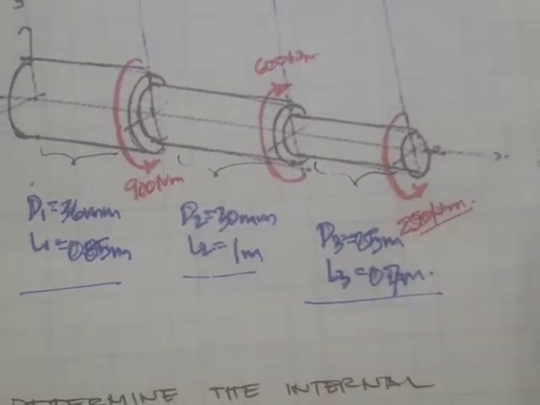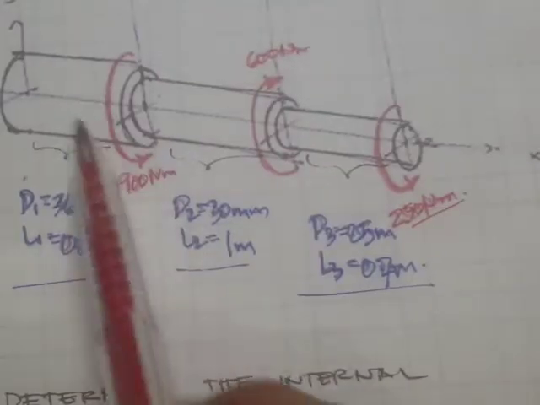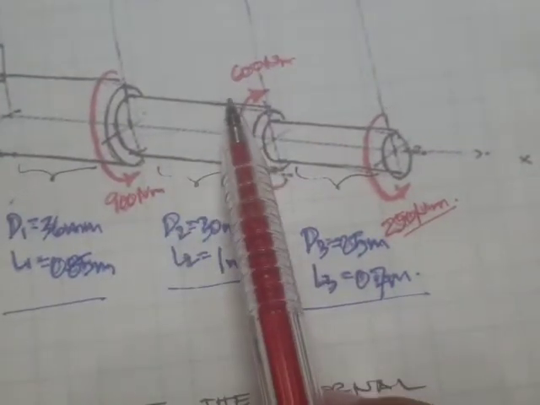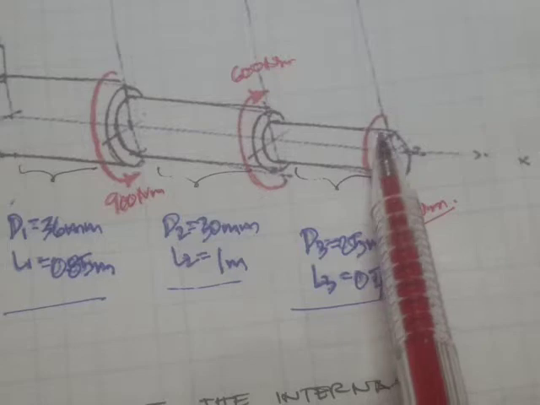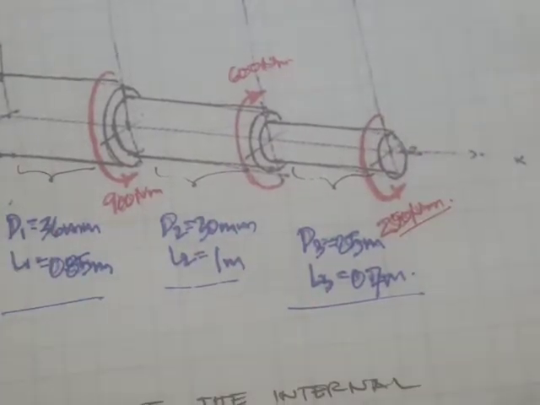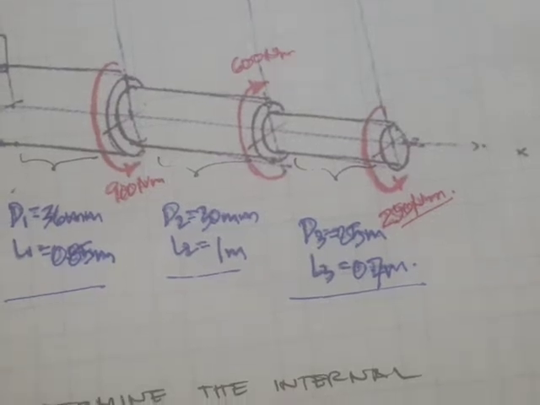And we are asked to determine the internal torque. Actually, that's going to be the internal torque diagrams. What's going to be the torque in this segment? What's going to be the torque in segment number 2? And what's going to be the torque in segment number 3? So we are going to compute the internal torques and represent that in terms of a diagram.